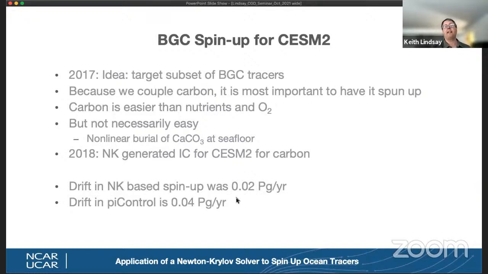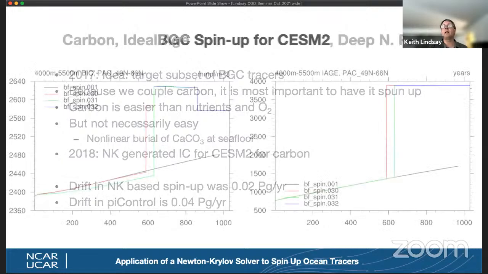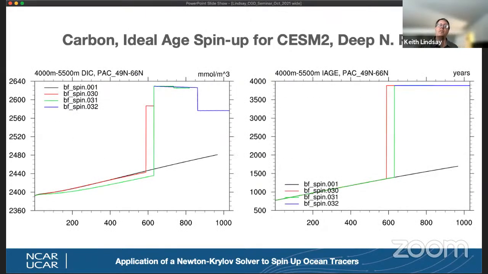And we were able to get very small drifts. If you're a carbon cycle modeler, you'll know that this drift of 0.2 petagrams per year is a well-converged metric for the carbon system. And so here are a couple of diagrams showing some of the progress as we were doing the spin-ups of the tracers, applying the Newton-Krylov method to some tracers and not the others.